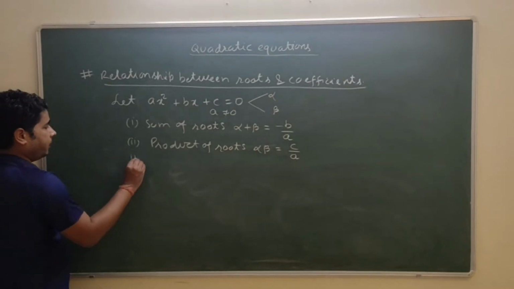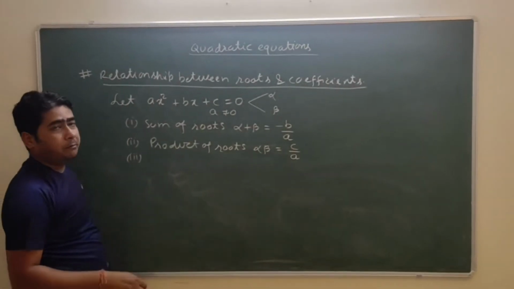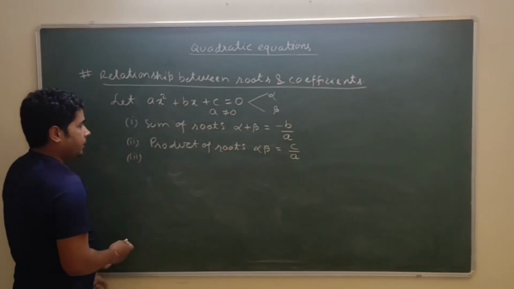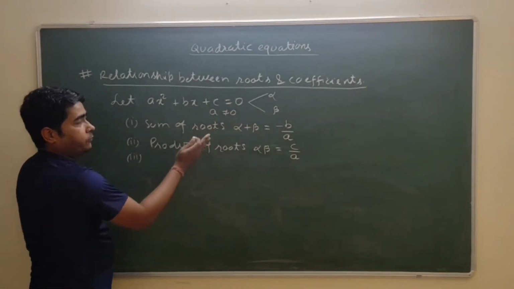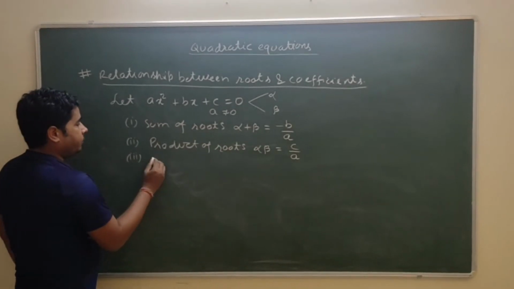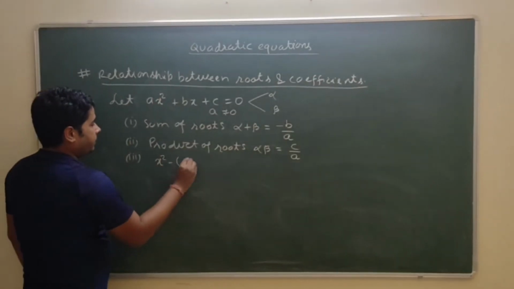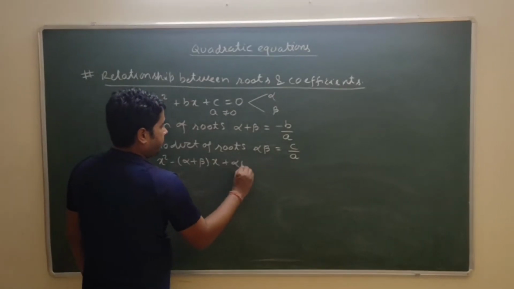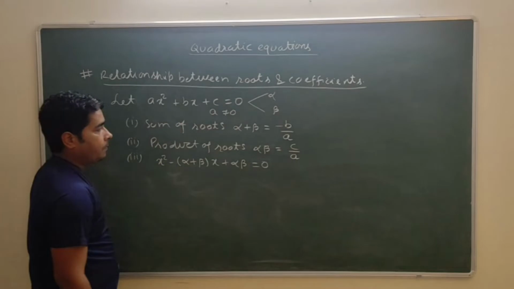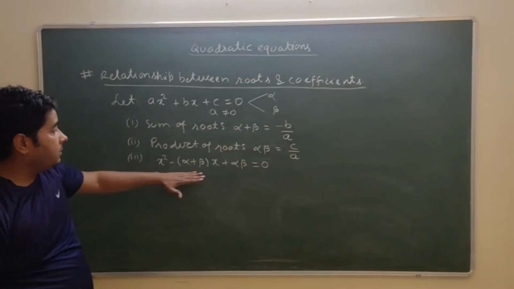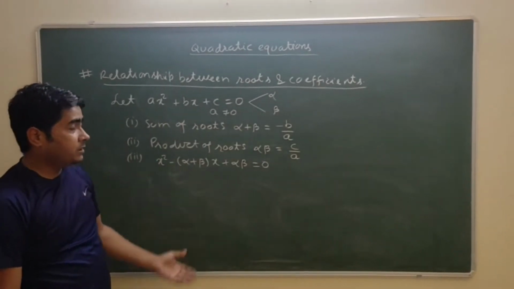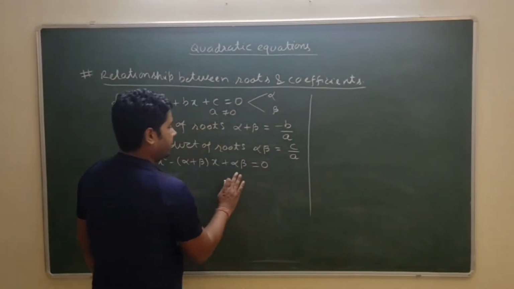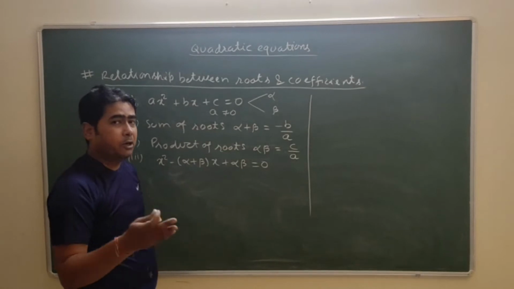Then the third formula, in which they will give you alpha and beta and ask you to form the quadratic equation. So if you know the roots and you have to form the equation, it will be x square minus sum of roots multiplied by x plus product of roots is equal to 0. Now you may consider that this third formula is very much similar to the polynomial formula. Let me show what the difference is between this and the formula which you have learned in the polynomial chapter.